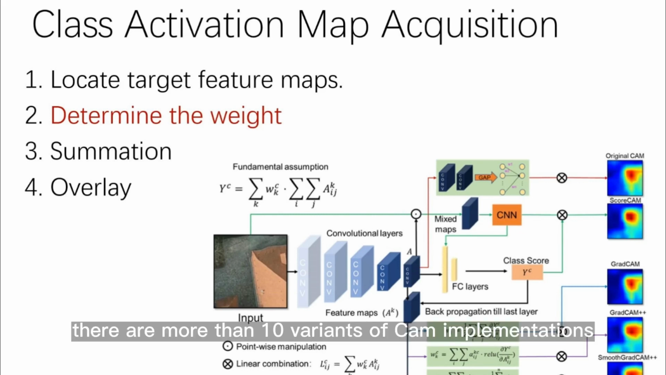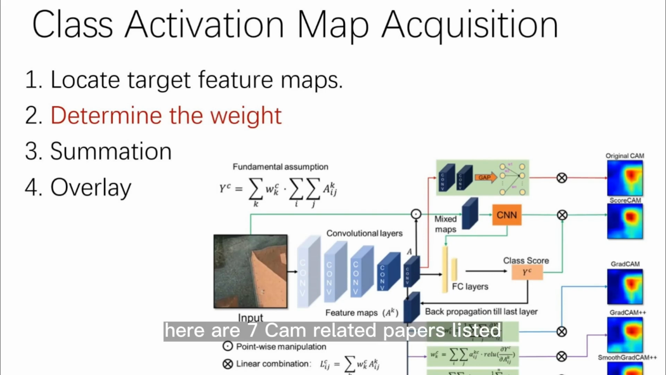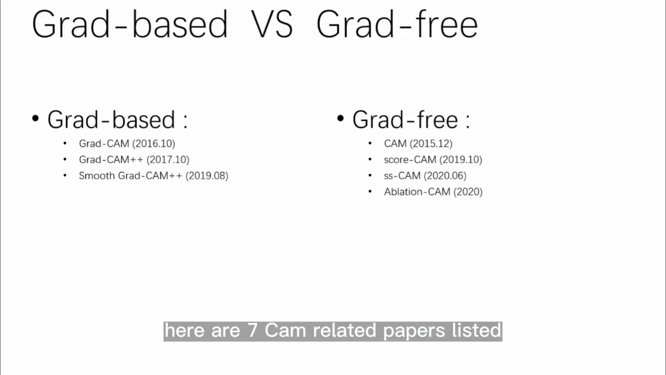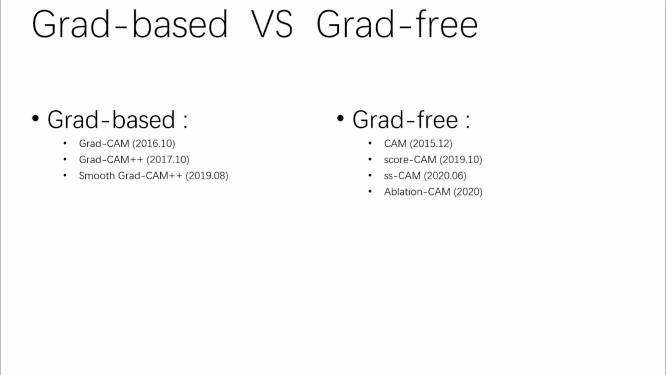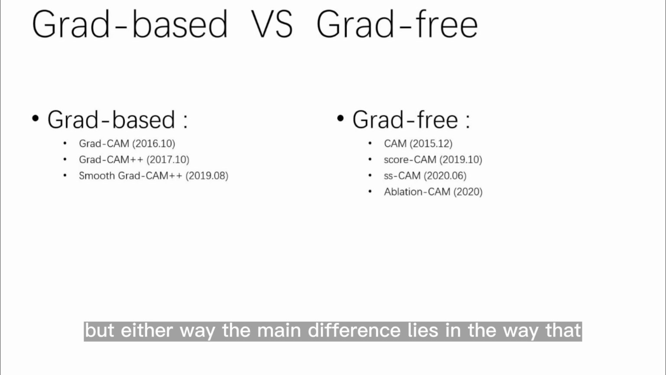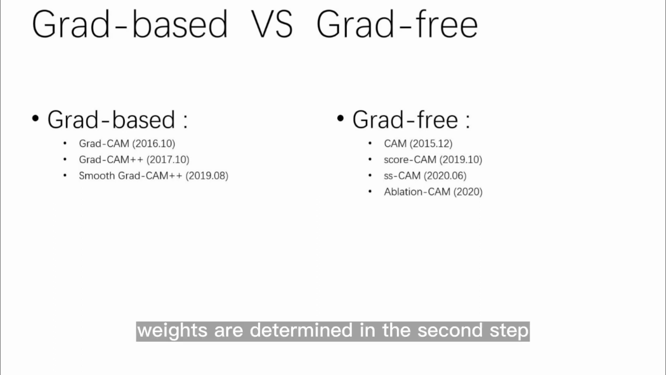As of now, there are more than 10 variants of CAM implementations. Here are 7 CAM-related papers listed in chronological order, some gradient-based and some gradient-free. But either way, the main difference lies in the way that weights are determined in the second step.